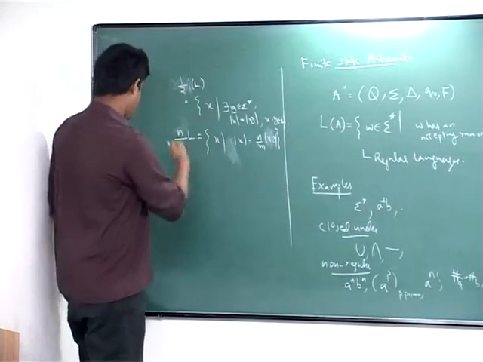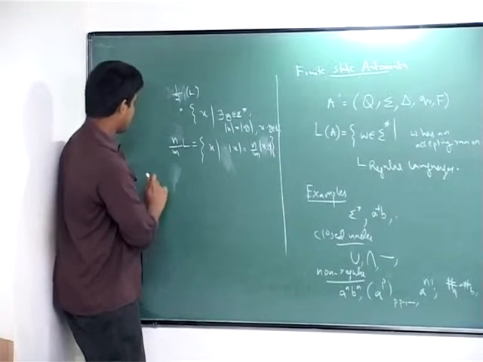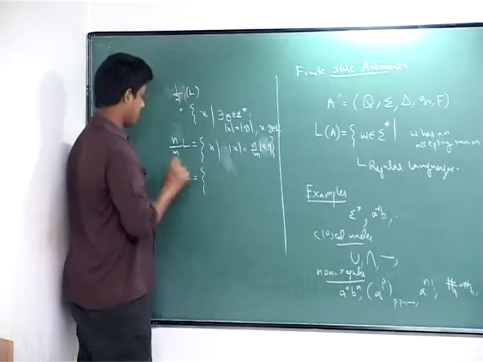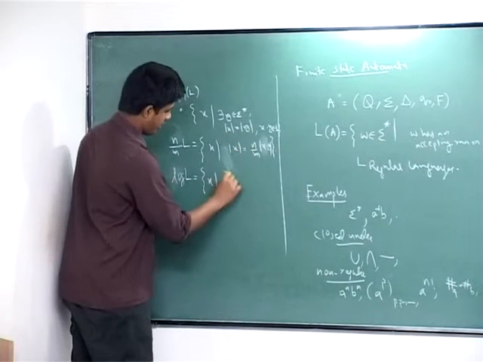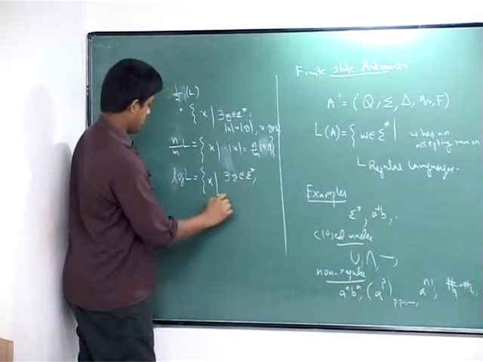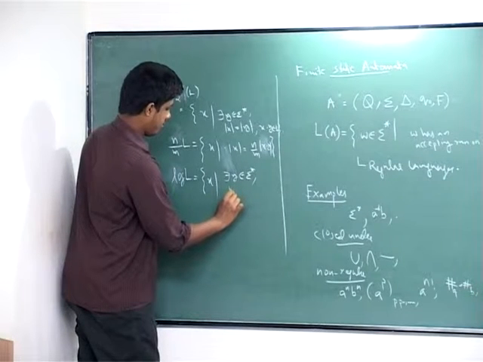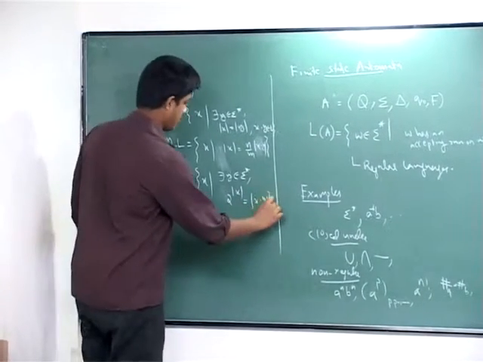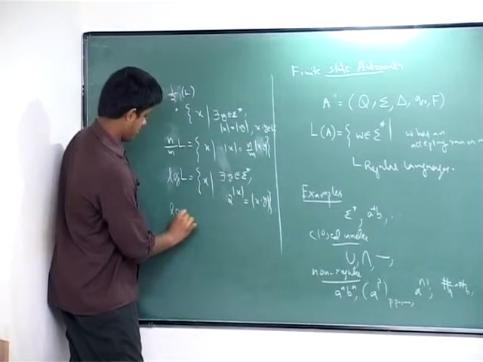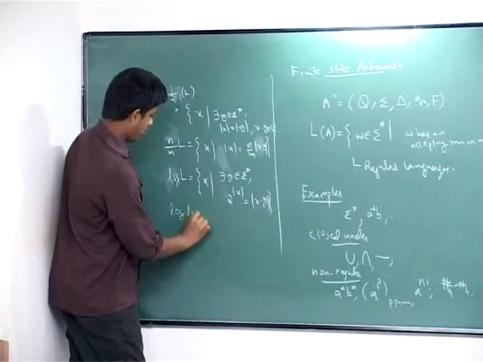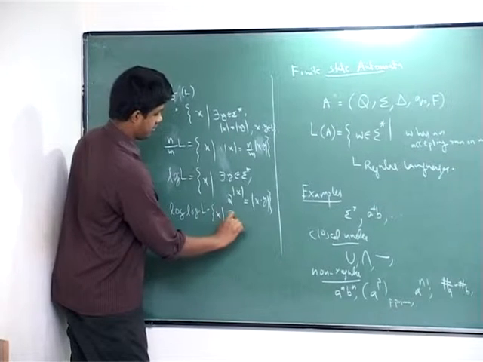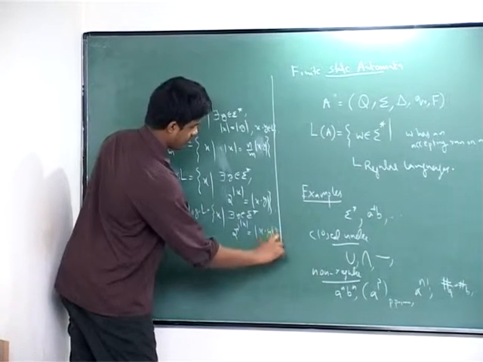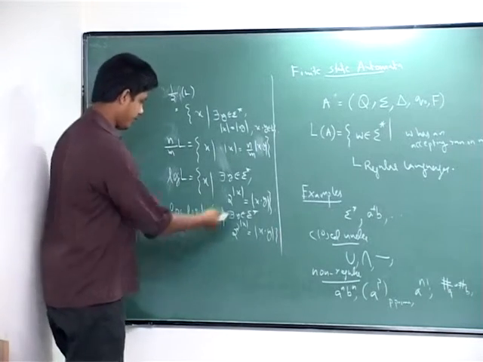Now what about square? No, log of L. x is such that there exists y in sigma star such that 2 power size of x will be size of xy. Log of L: x is such that 2 power size of x is size of xy. All right, so that's for exponentials.